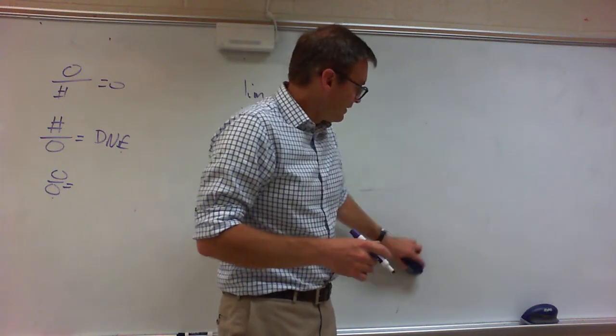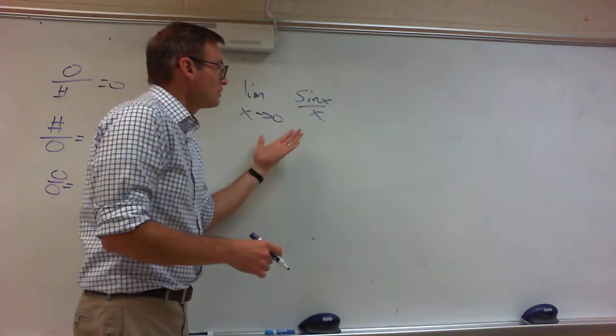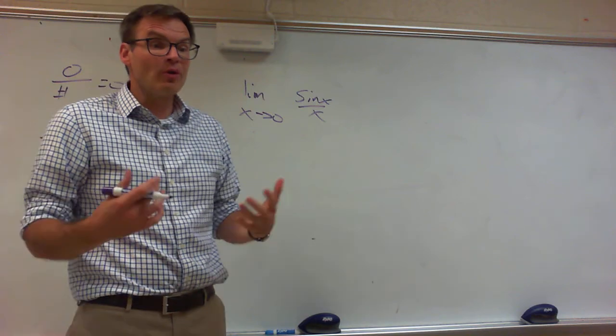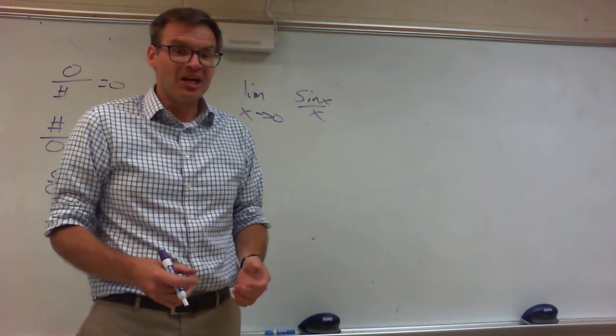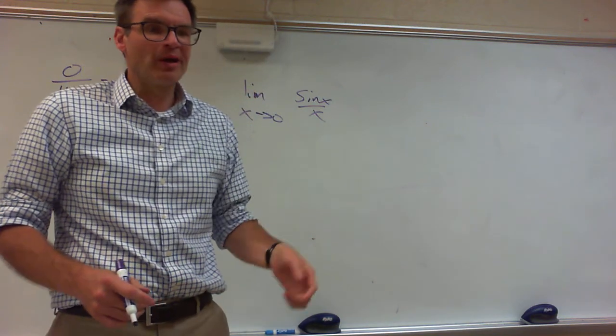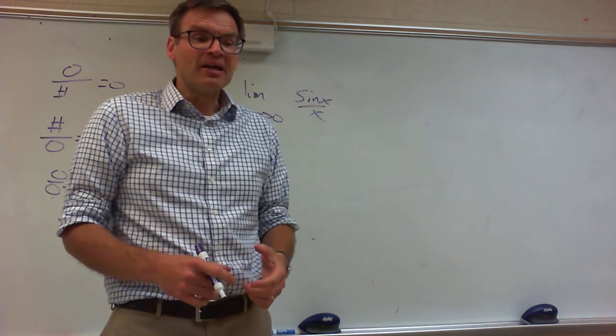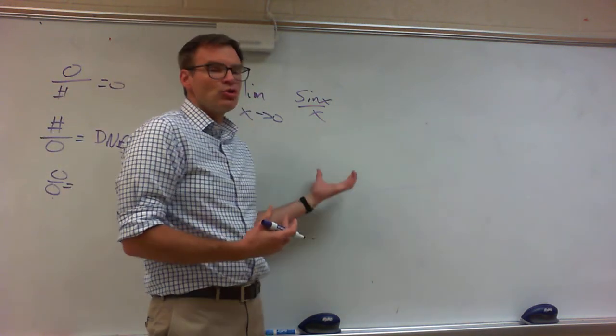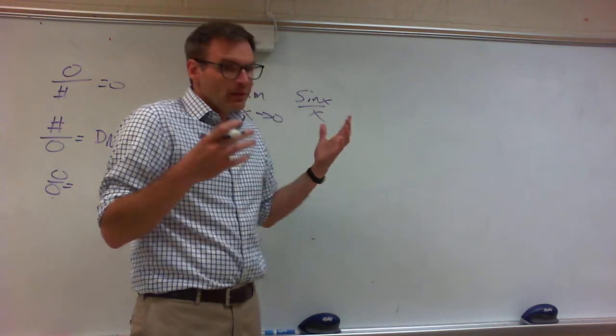Now, that being said, let's talk about this problem. In dealing with sine x over x, you get 0 over 0. You have to do more work, and good luck factoring that. It's not going to happen. Good luck multiplying by a conjugate. It's not going to happen. There's no algebra we can do to manipulate this.